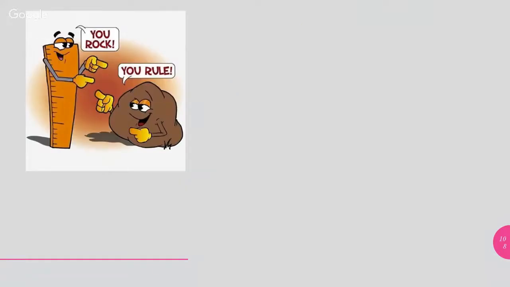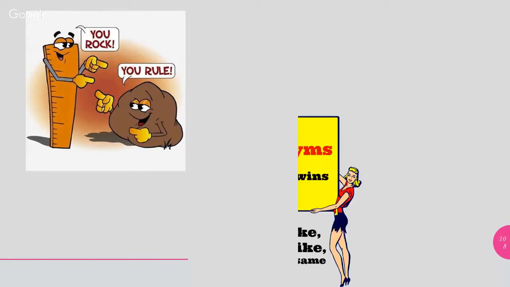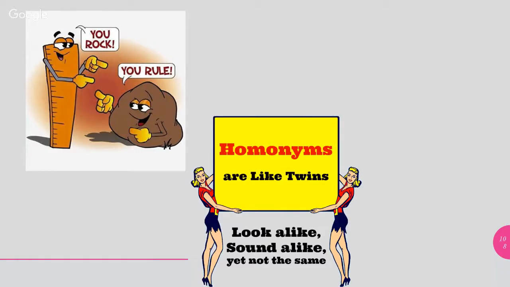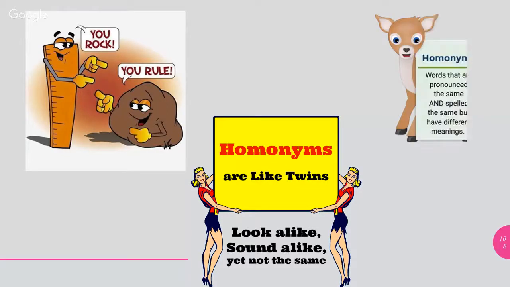You rock, you rule. Really, you see the picture of a ruler. Rock, you rule. They both mean the same thing. Homonyms are like twins. They look alike, they sound alike, but they are not the same. Homonyms are words that are pronounced and spelled the same, but have different meanings.